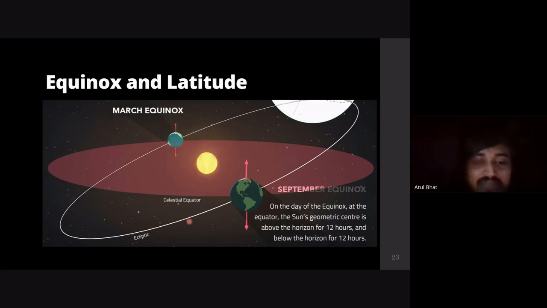And only when it reaches here, from June to September, and from December to March, the sun will shine directly, in a very horizontal way in this image, at the equator on the day of the equinox. And that is a very important day.